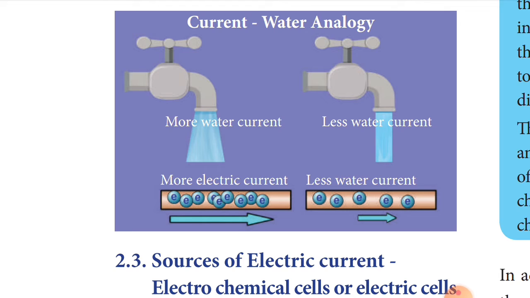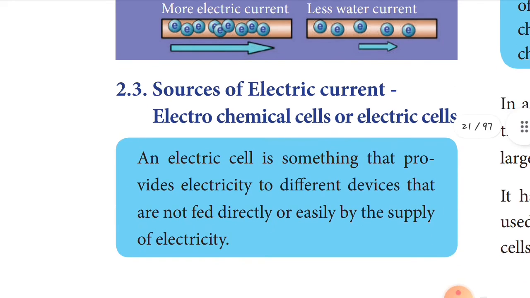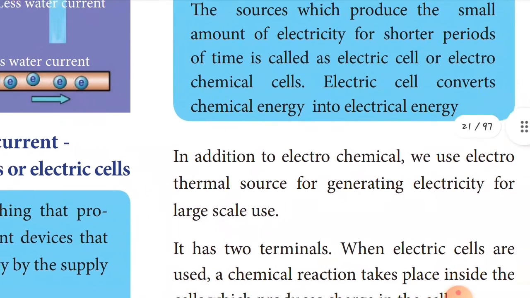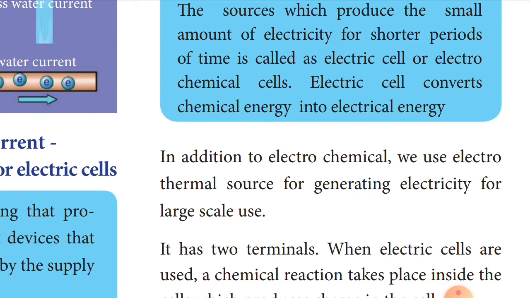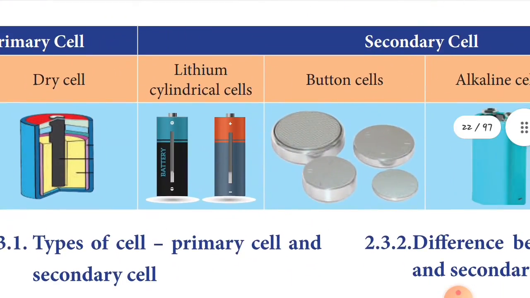Okay, and sources of electric current: electrochemical cells or electric cells. An electric cell provides electricity to different devices, children, that are not fed directly or easily by the supply of electricity. That's very important, children. In addition, electrothermal sources are used for generating electricity on a large scale. You know the two terminals, children. One is positive and another one is the negative terminal. See this nice picture, children.